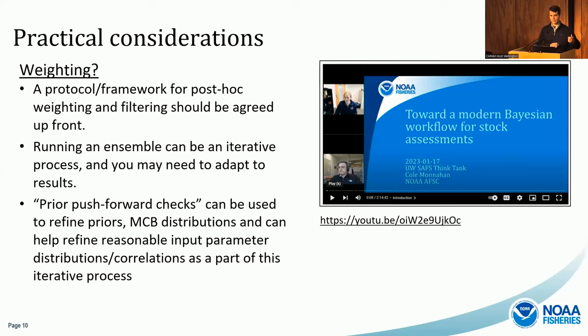Additionally, running an ensemble could be an iterative process. I think in this aspect, we can borrow something from Bayesian modeling, this idea of prior push forward checks. I would highly recommend people check out the think tank that Cole Monahan did a couple months ago. He gives a good overview of prior push forward checks and their utility in a Bayesian context. But I think we can borrow that idea, particularly for the Monte Carlo bootstrap distributions, to help refine the input parameter distributions and possible parameter correlations to get us in a more sensible place to start.